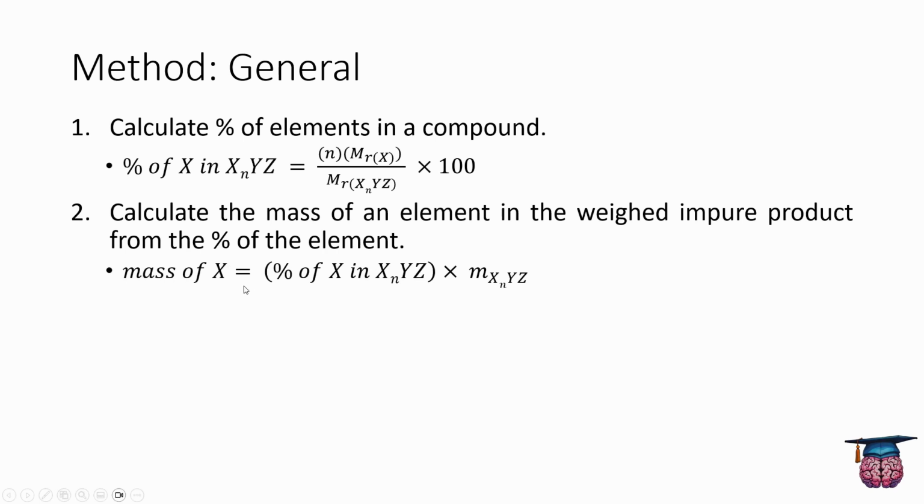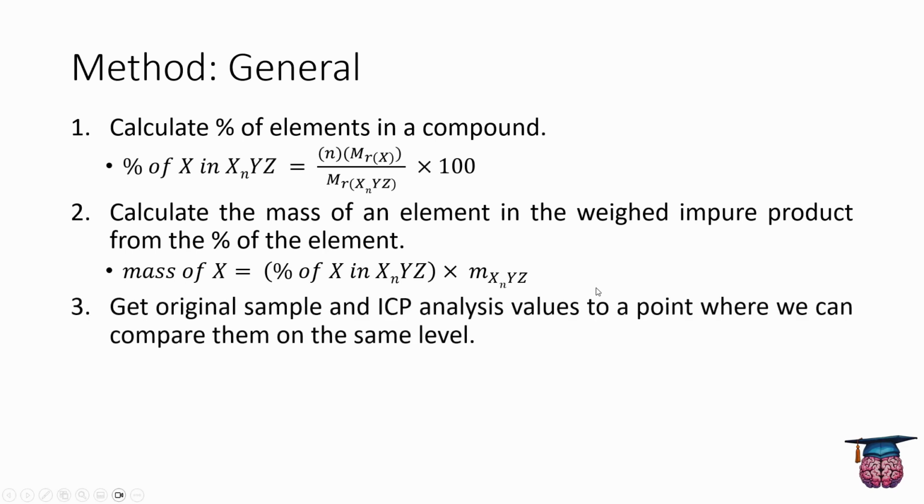So the mass of X is equal to the percent of X in XNYZ multiplied by the mass that we weighed off of this XNYZ. Step 3 is now we have to go and get our original sample and our ICP analysis results to a point where we can compare them on the same level. Otherwise, we might be comparing apples to pears, and we want to be comparing apples to apples.